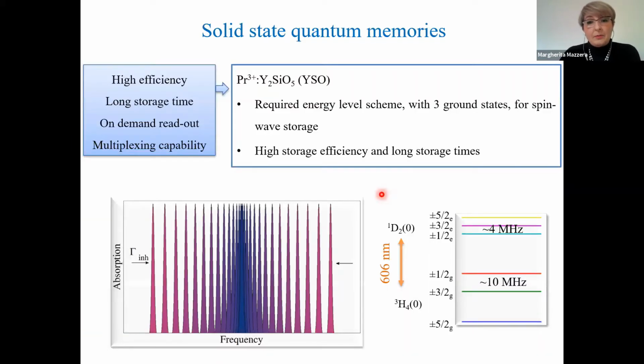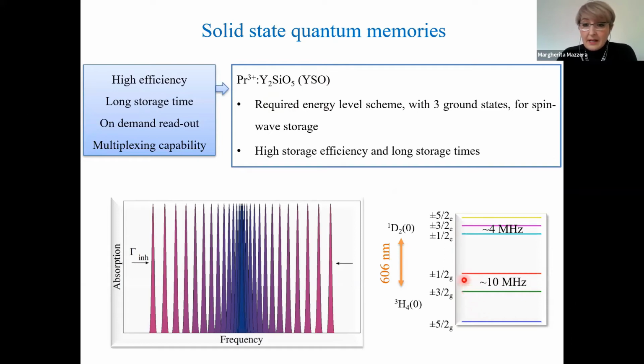The platform that we choose for the quantum memory is an insulating material. It's a crystal, yttrium silicate crystal, doped with a big number of praseodymium ions. The choice of these ions is motivated by their very convenient energy level scheme.